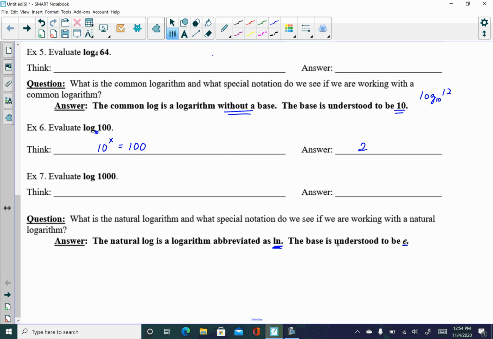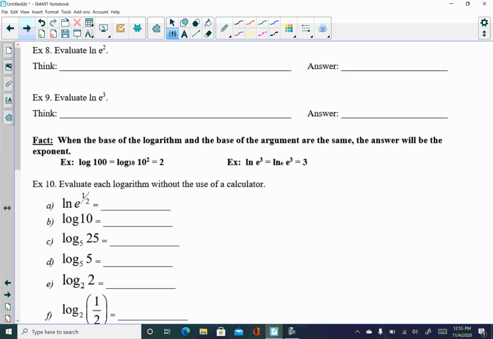It's not a huge deal at the moment, but what you need to take away is that there is a common log, and it is written as log, and it's considered to be base 10. And then there is natural log, and it is considered to be base e, okay? And that e is a naturally occurring constant. All right, let's flip it on over.